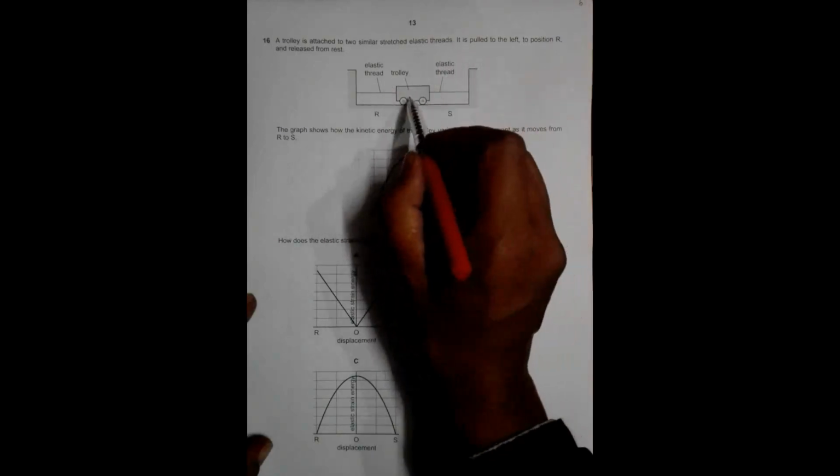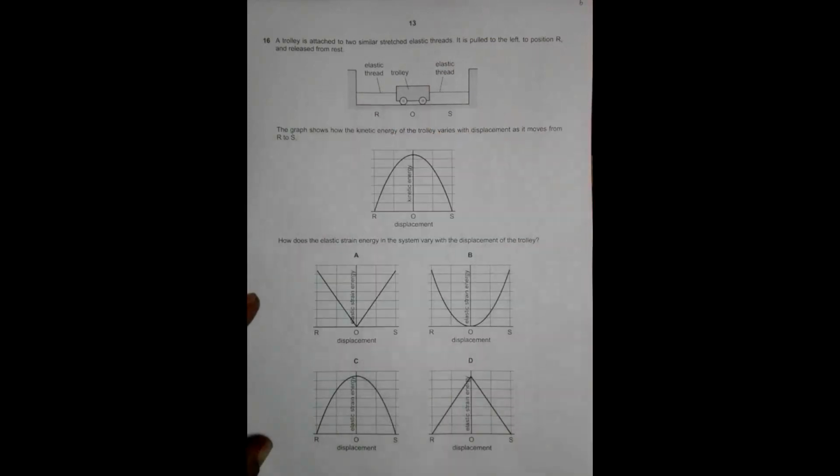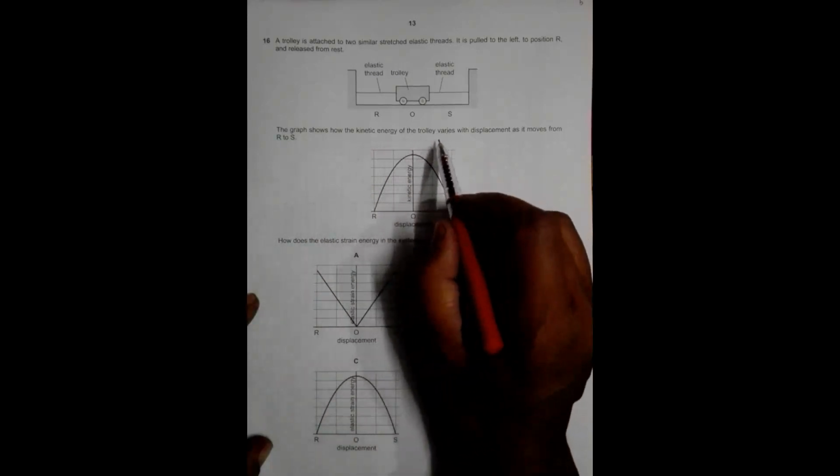So these are the elastic threads. It is pulled to the left, to a certain position R, and then released from rest. So it is released from rest here. The graph shows how the kinetic energy of the trolley varies with displacement as it moves from R to S. So the graph shows the variation of KE.